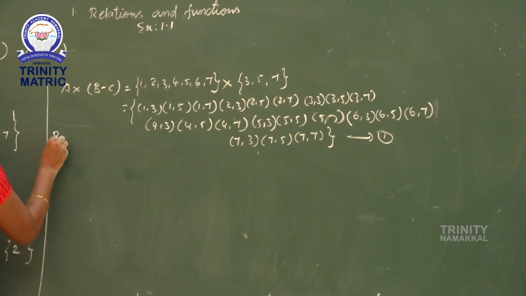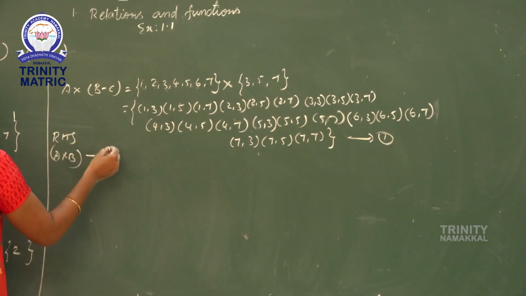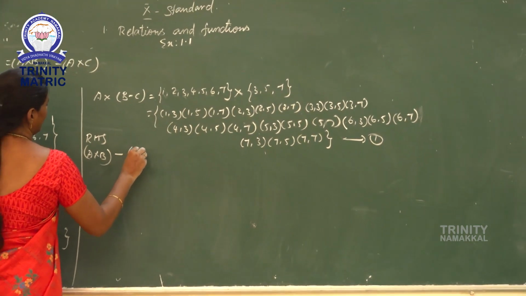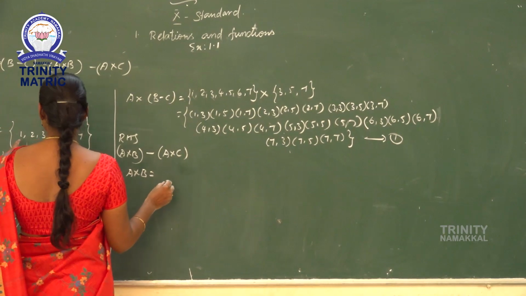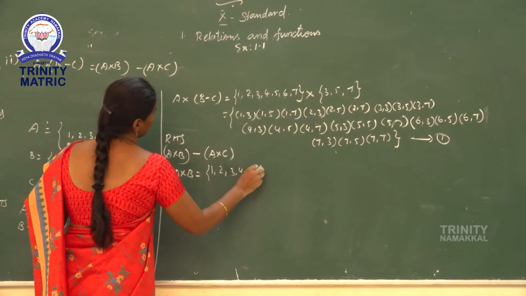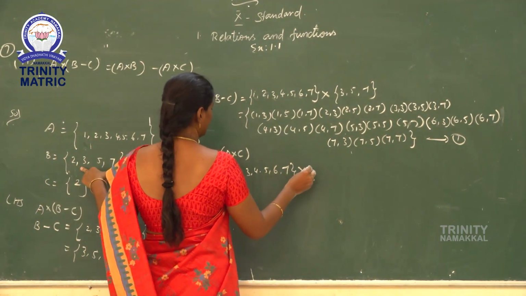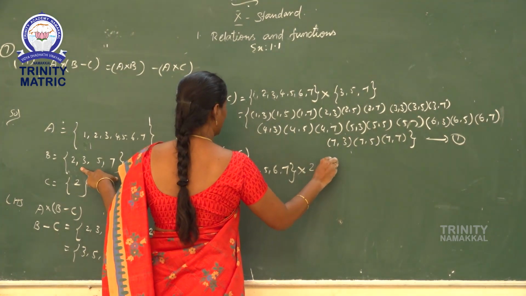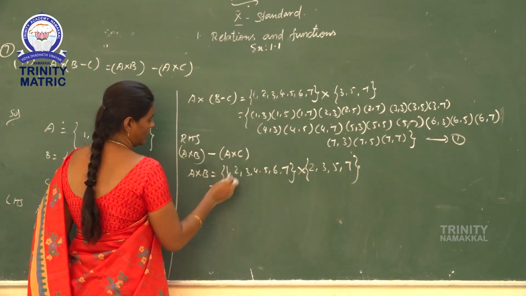Next we take the right hand side, A cross B minus A cross C. First we find A cross B. What is the set A? 1, 2, 3, 4, 5, 6, 7, cross the set B, which is 2, 3, 5, 7. Now we find the product.